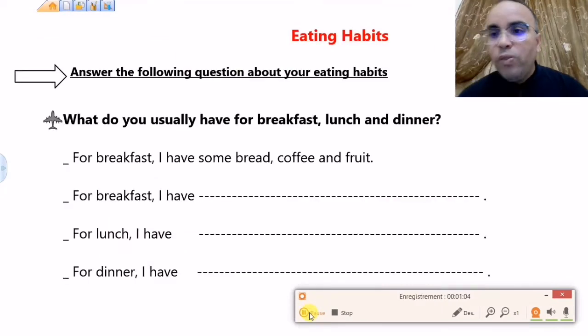As you know, the topic of our unit 6 is about food and drink. Okay, as a review, I want you to answer this question about your eating habits. So, what do you usually have for breakfast and lunch? This is an example. This is about myself. For breakfast, I have some bread, coffee, and fruit.